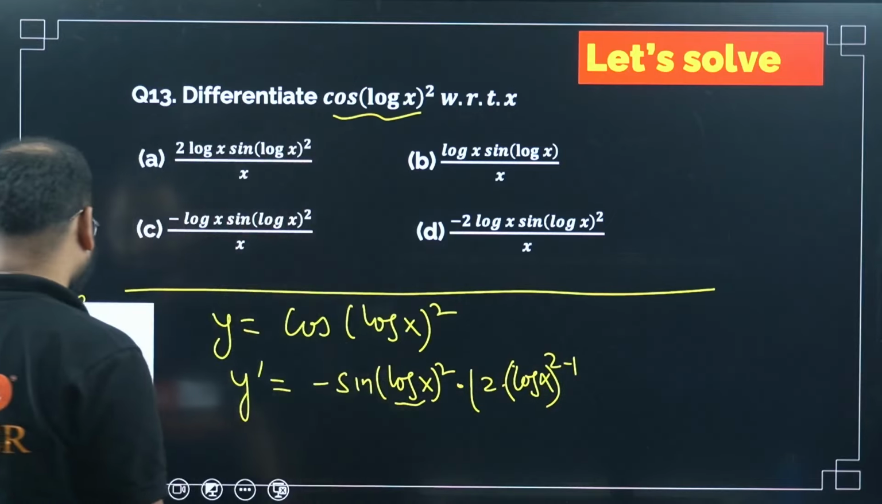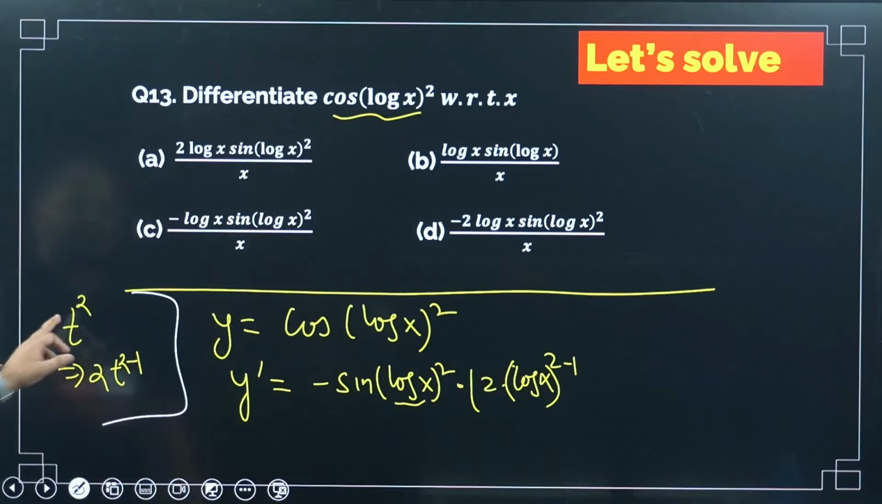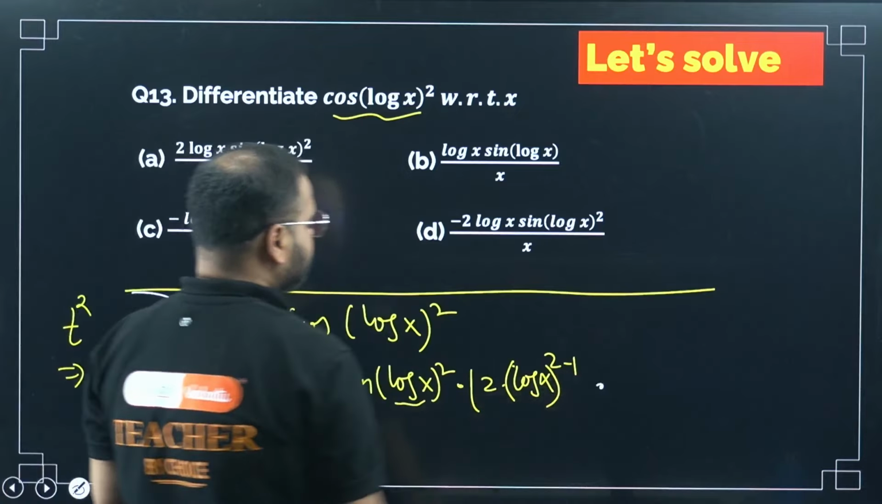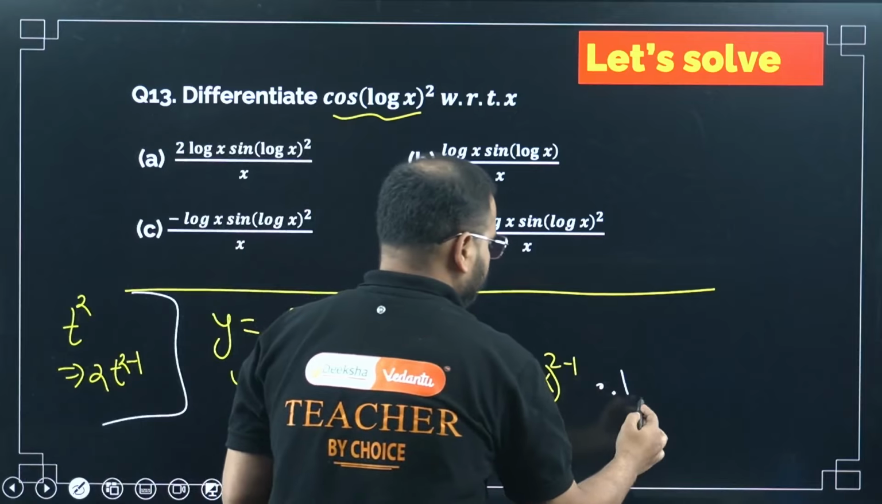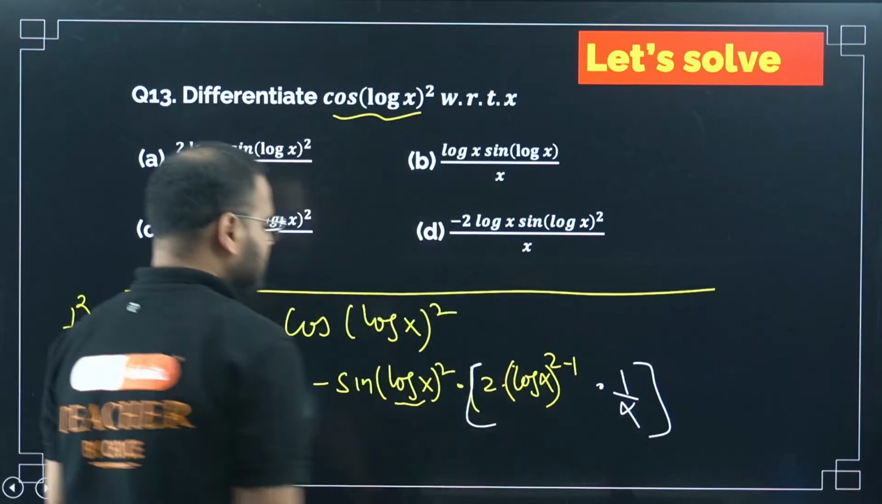This is just to make you understand this. T square can be differentiated as 2 times t power 2 minus 1. Now what will come next? Next I will get the differentiation of log x. How much will that be? 1 by x. Okay, let's summarize this in the next slide.